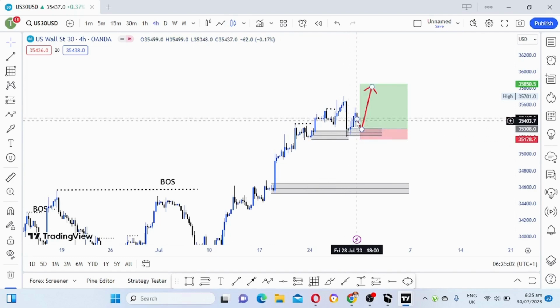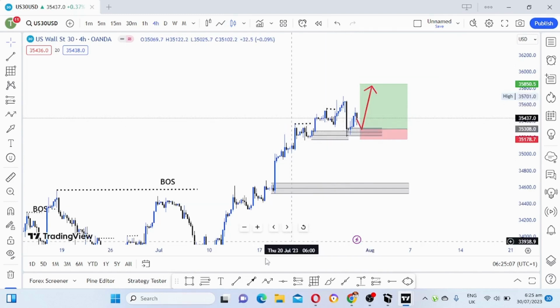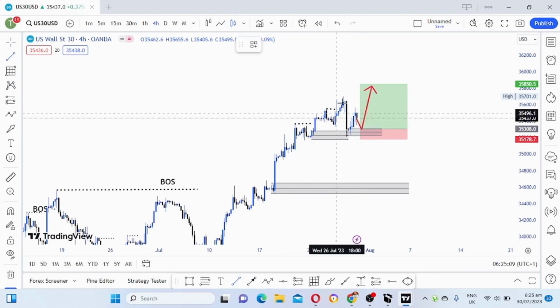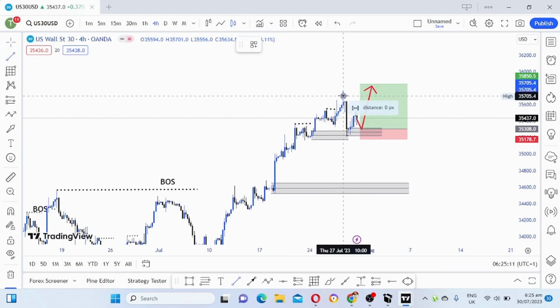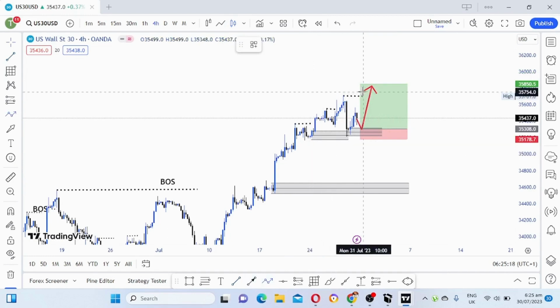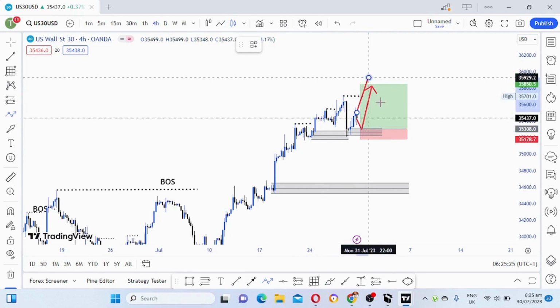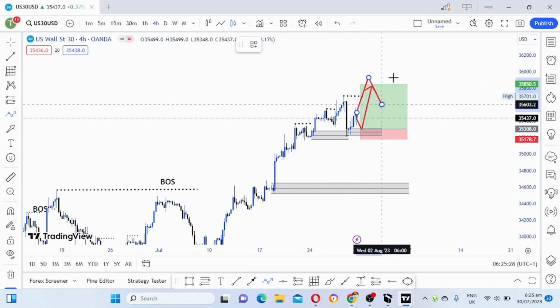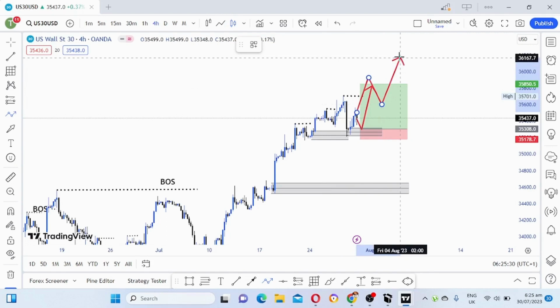So I'm waiting for a second pullback. If it breaks structure to the upside, as I said on NAS, if price opens Monday and breaks structure to the upside, I will wait for a pullback into the same zone, and then I enter a buy. So that's my view on US30.